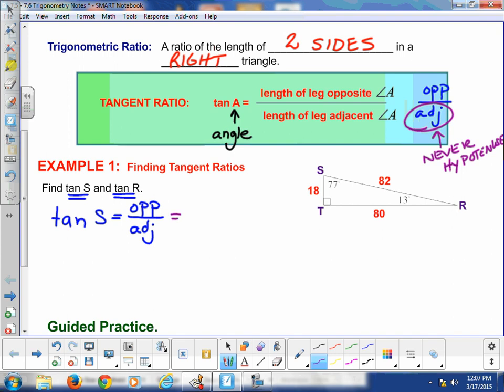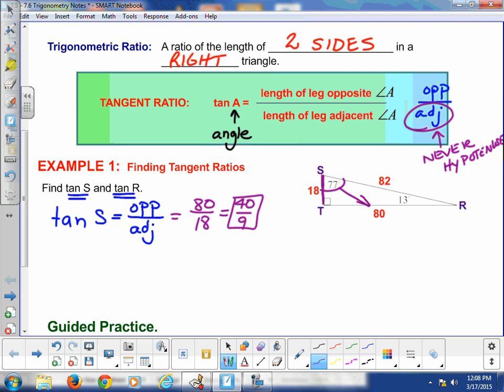What is opposite of this angle S here? Well, there's 77 degrees, angle S. Opposite is 80. And the side that is adjacent to S is 18. I can simplify that and say that is the same thing as 40 over 9, and just keep it as that. That is it simplified. Now you might say, well, what in the heck does that mean? Well, it is the tan ratio with respect to that angle.